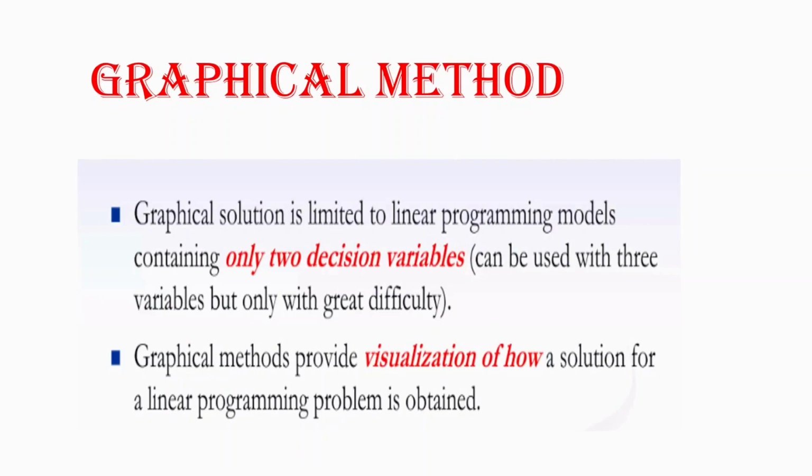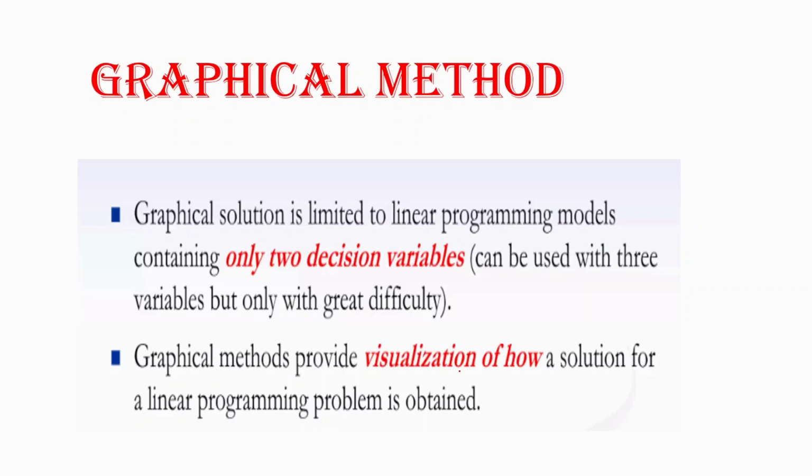So graphical solution, as we can easily relate, means we are talking about graphs. Here we'll be talking about a 2D graph, so it has an x-axis and a y-axis. It is limited to linear programming models containing only two decision variables. It can be used with three variables, but that would be with great difficulty. So that would be a 2D graph, an x and y graph.